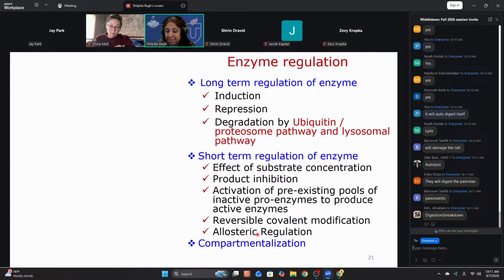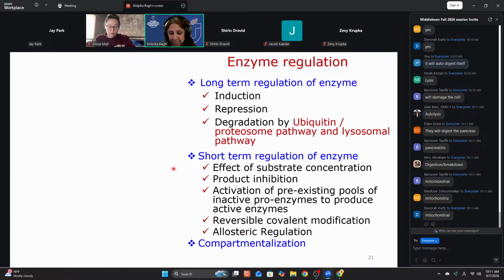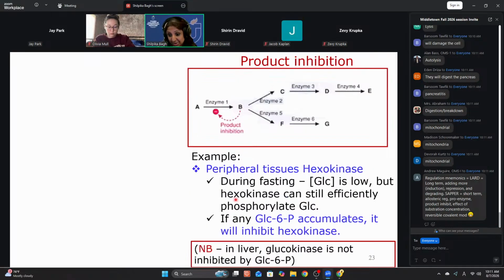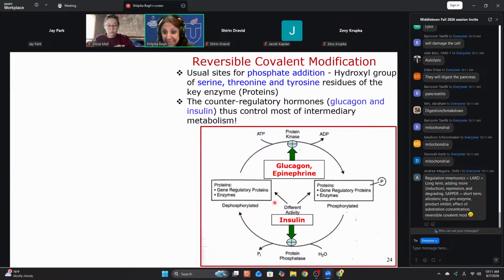Somebody asked me about compartmentalization. Please know that it will come in Foundation 2 very easily. Compartmentalization means some processes are cytosolic, some are mitochondrial. For example, oxidative phosphorylation is cytosolic or mitochondrial? A mitochondrial process. That's also part of compartmentalization. More will come up. So we distinguish long-term from short-term regulation. This is what I was telling you, that glucokinase cannot be active in fasting. It's only active after meals.